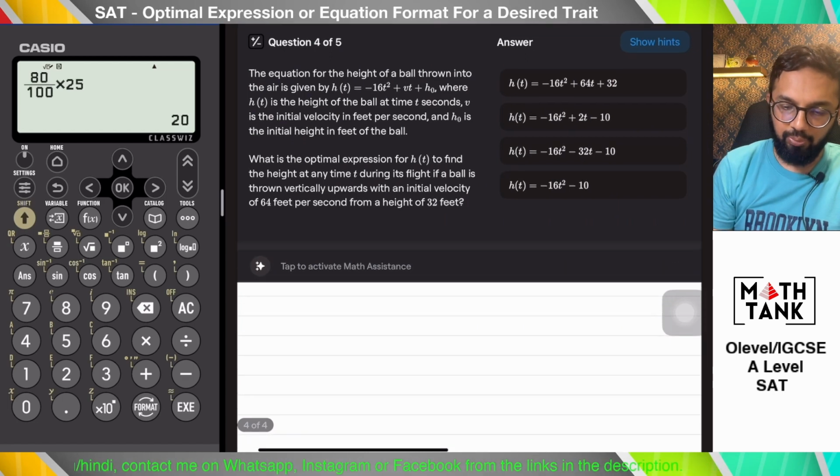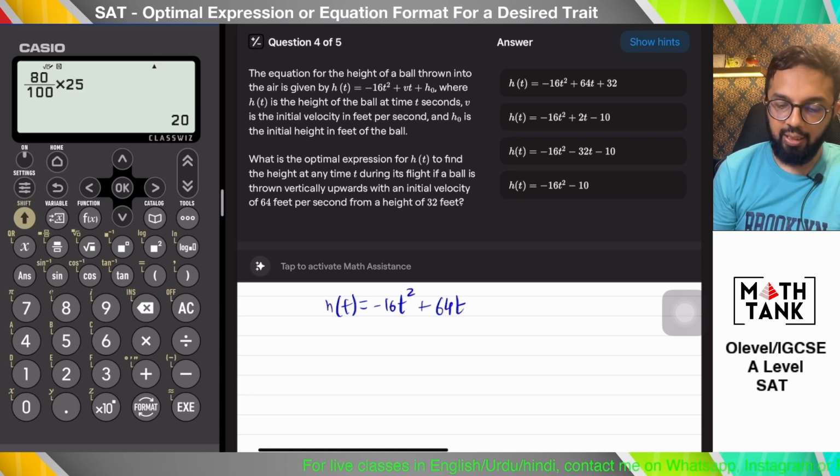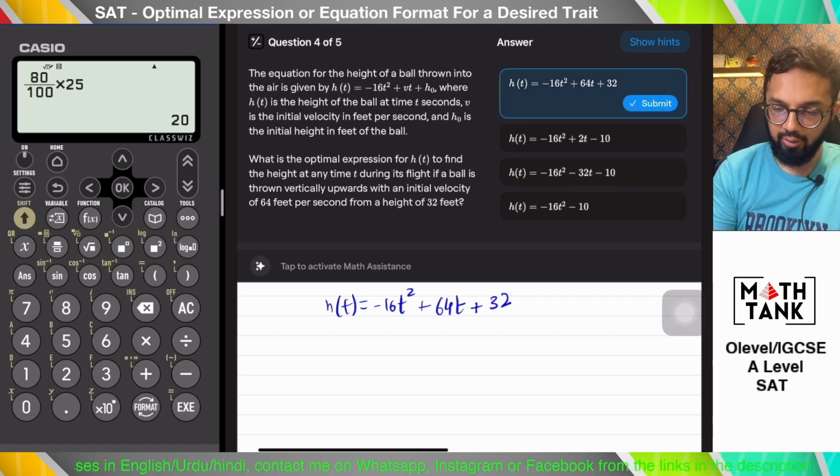Question number four, a ball is thrown. The equation for the height of the ball thrown into the air is given by h(t), where h(t) is the height of the ball at t seconds, v is the initial velocity in feet per second, and h0 is the initial height in feet of the ball. What is the optimal expression for h(t) to find the height at any time t during its flight if a ball is thrown vertically upwards with an initial velocity of 64? Okay, so 64t, from a height of 32. So that's plus 32 there, where h naught is the initial height.